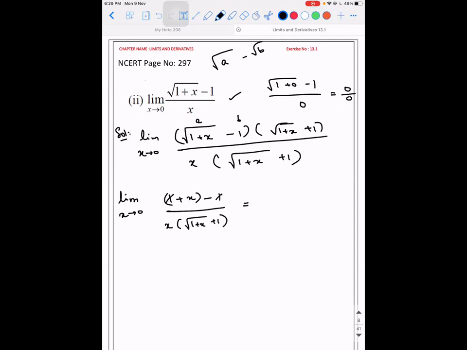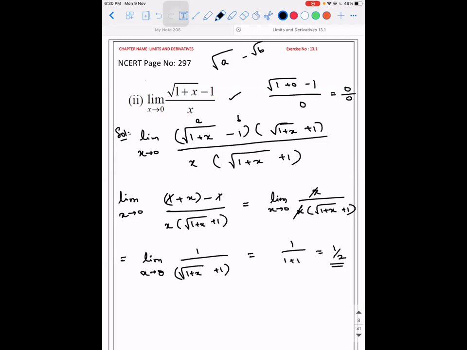So 1 and 1 will get cancelled. This will be limit x tends to 0, x divided by x into (root of (1 + x) + 1). So x and x will get cancelled. Limit x tends to 0, 1 divided by (root of (1 + x) + 1). Now substitute the limit, x tends to 0, 1 divided by (1 + 1), 1 divided by 2. So the answer is half. Copy it.